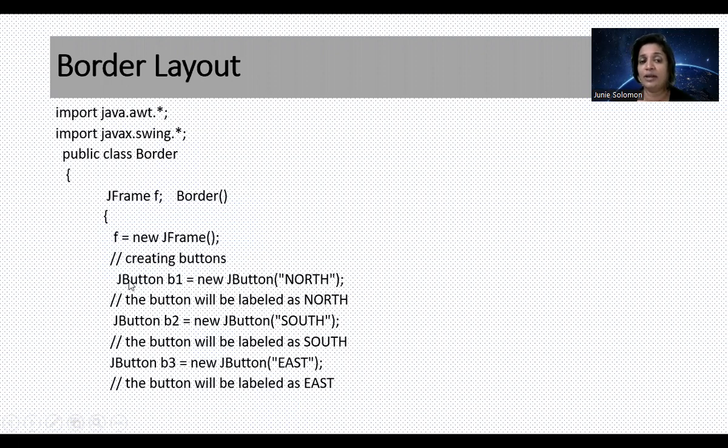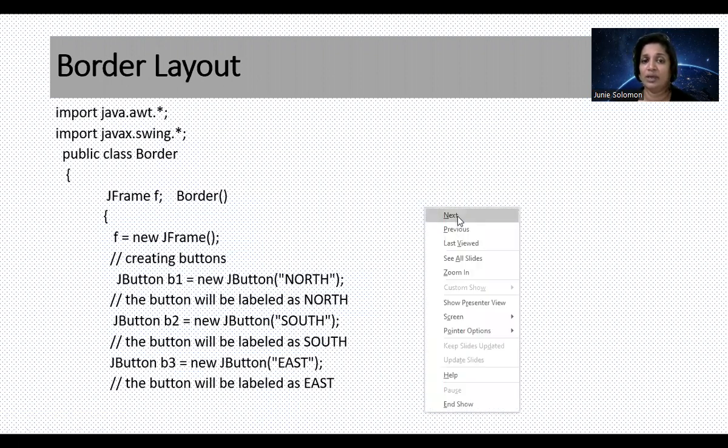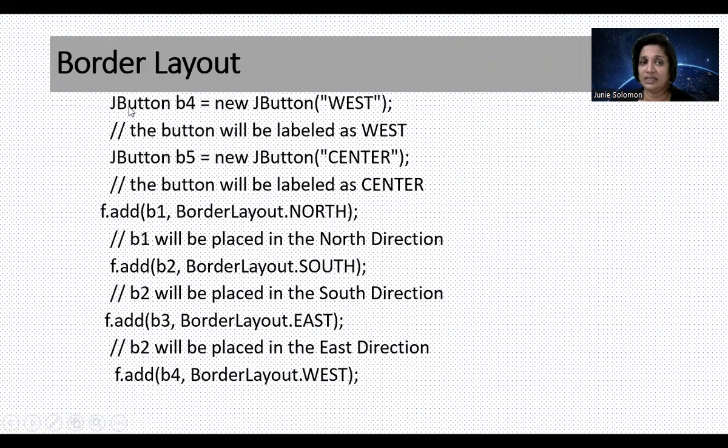And I wanted buttons for these borders. I'm placing buttons for these borders. So I use JButton in Swing: JButton B1 equal to new JButton north, B2 south, and B3 east. So 3 buttons. Now some more buttons I needed: JButton B4 for the west and JButton B5 for the center. So five buttons I created for all these regions.